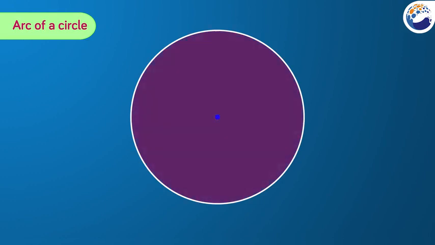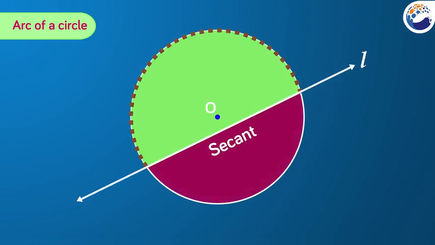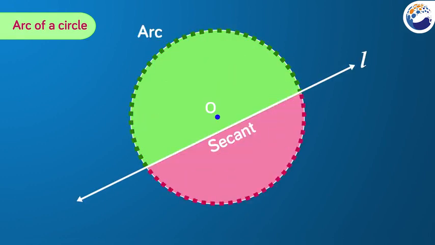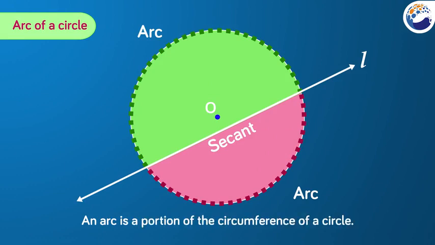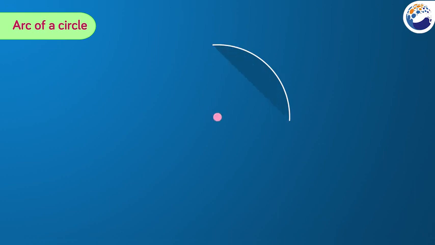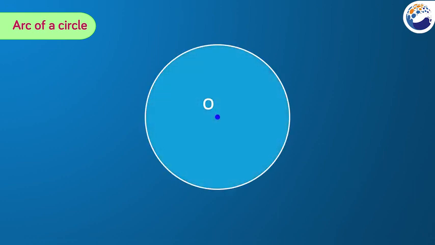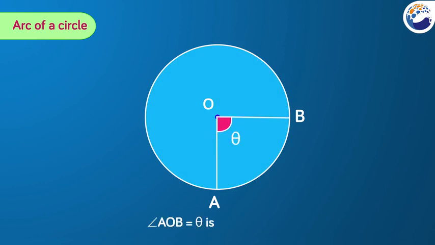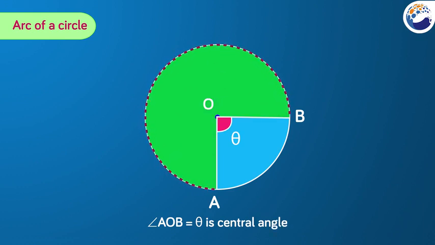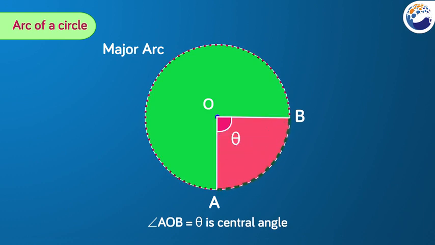Arc of a circle. A secant divides a circle in two parts. An arc is a portion of the circumference of a circle. Central angle. When the vertex of an angle is at the center of a circle, in the figure, angle AOB is equal to theta, it is a central angle. Like a secant, a central angle also divides a circle into two arcs. Major arc and minor arc.